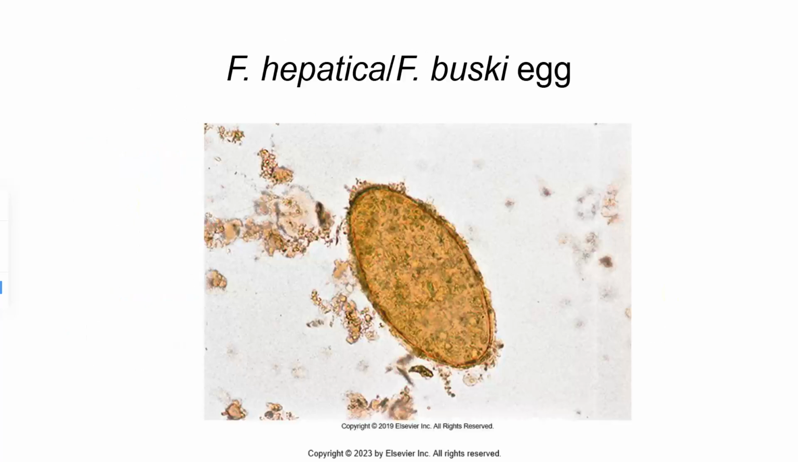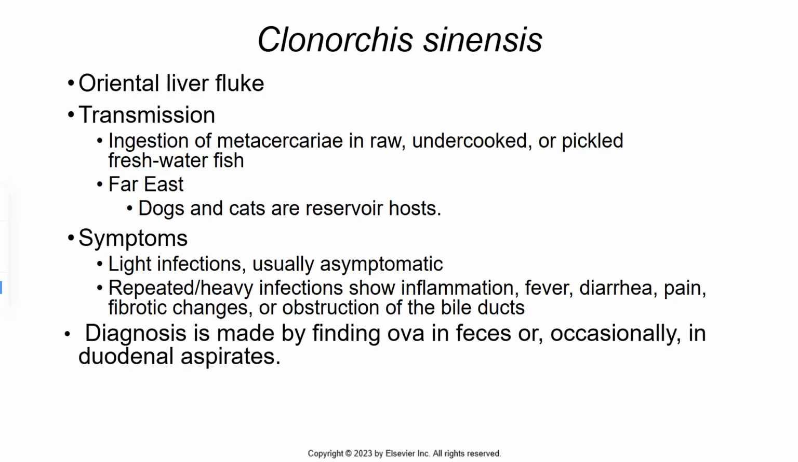And then again, that's the same picture as before because these eggs are indistinguishable. Clonorchis sinensis. This is the oriental liver fluke. Transmission would be ingestion of the metacercariae in raw, undercooked, or pickled freshwater fish. Far East, dogs and cats are also reservoir hosts. Symptoms: light infections are usually asymptomatic, but repeated or heavy infections show inflammation, fever, diarrhea, pain, fibrotic changes, or obstruction of the bile ducts. Diagnosis is made by finding ova in the feces or occasionally in duodenal aspirates.